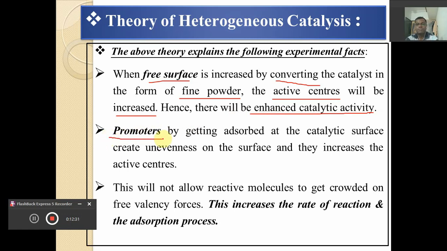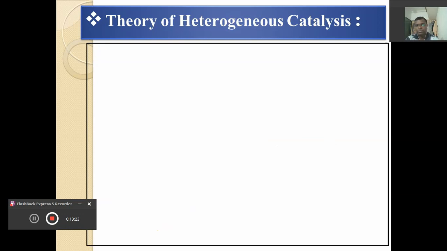Again, we can use other substances known as promoters. These promoters, by getting adsorbed at the catalytic surface, create unevenness of the surface, and they are responsible for increasing the active centers. These are nothing but substances other than the catalyst, but they are adsorbed at the catalytic surface. Once the active center increases, definitely the catalytic activity will increase, and that leads to an increased rate of reaction, and this will not allow reactive molecules to get crowded. This is very important in the free valency process, and this leads to an increasing rate of reaction and the adsorption process also.